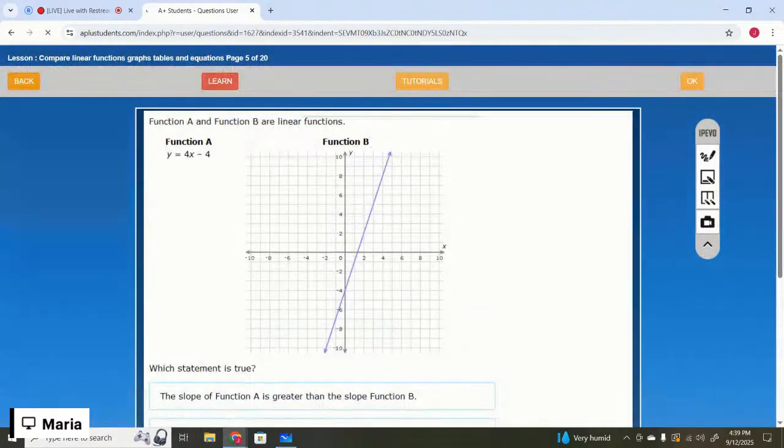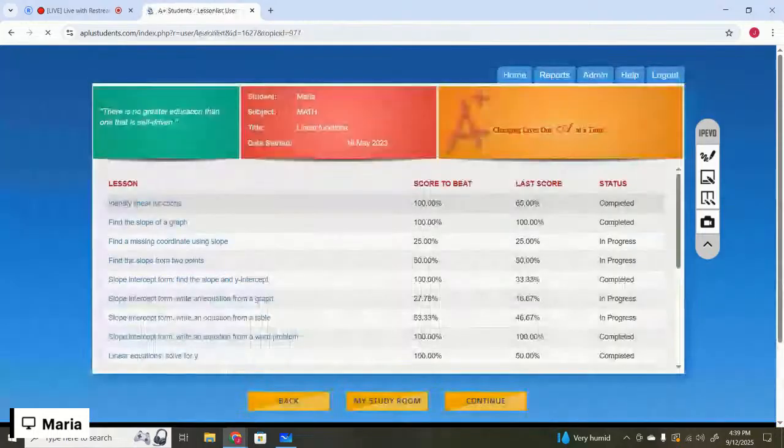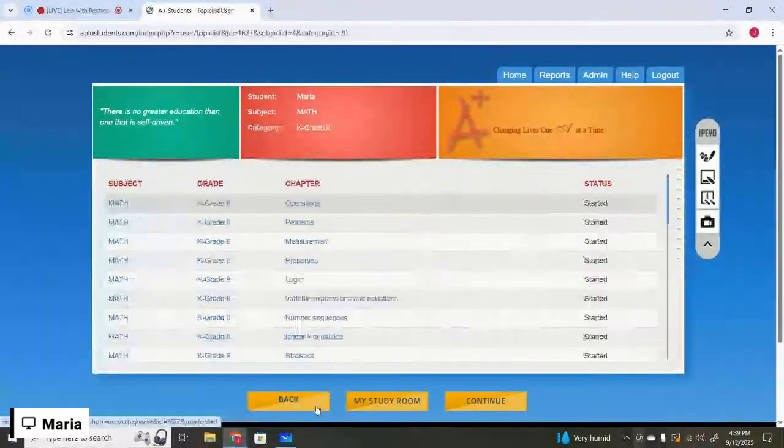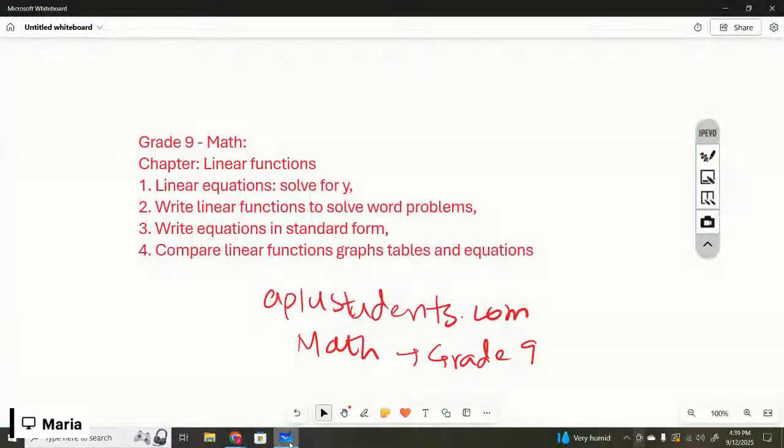Okay, we are done with the lesson. So we were working on grade 9 math. The chapter we were working on is linear functions. The lessons we have covered today are linear functions, solve for y, write linear functions to solve problems, write equations in standard form, compare linear functions, graph, tables and equations. So please make sure before the next session you complete all the practice questions for the lessons we just did. That is your homework until the next session.